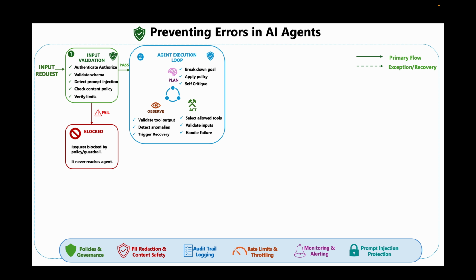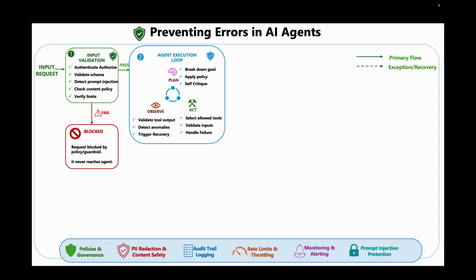Once the request passes the validation, it enters the agent's execution loop, and here the agent plans, acts, and observes. During the planning phase, we break down the goal so that we can ensure proper reasoning. We apply business policies and we self-critique the plan after we have created it. This is typically done using another large language model.